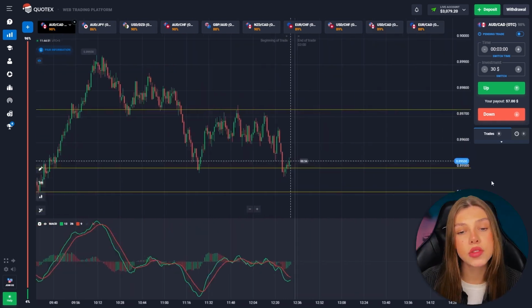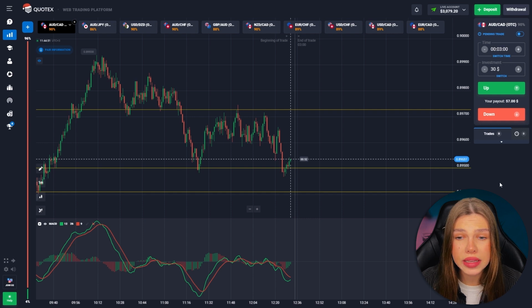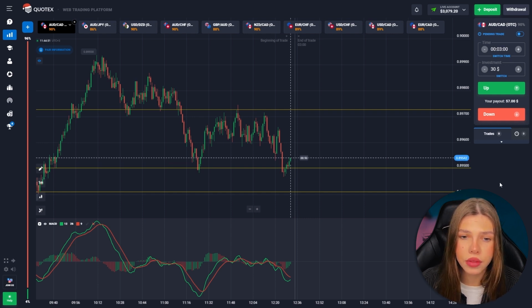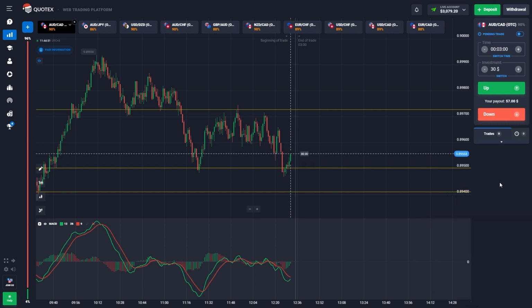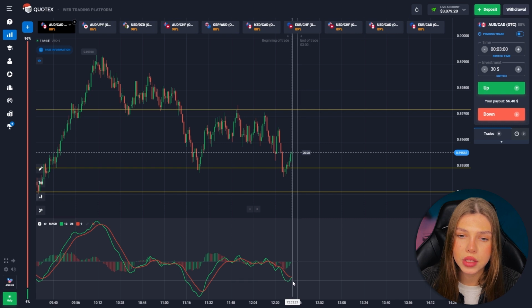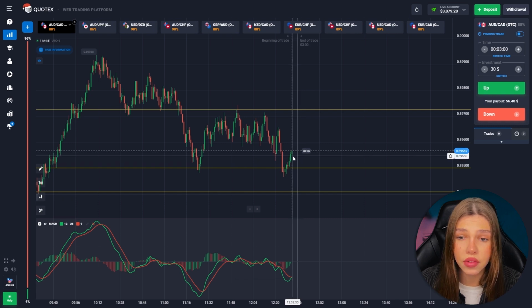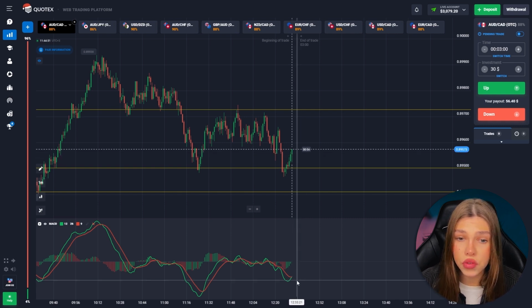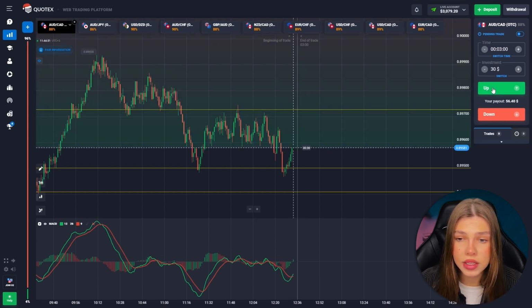Here we have an interesting moment. We had a false breakdown of the support line, and if now the indicator shows us the crossover of the moving average, that is, the green one will cross the red one, then we can open a deal on the rise. So let's wait. Crossover has already almost happened. If the green closes now, we will open a trade on the upside. Expiration time is 3 minutes, so the trade is open.